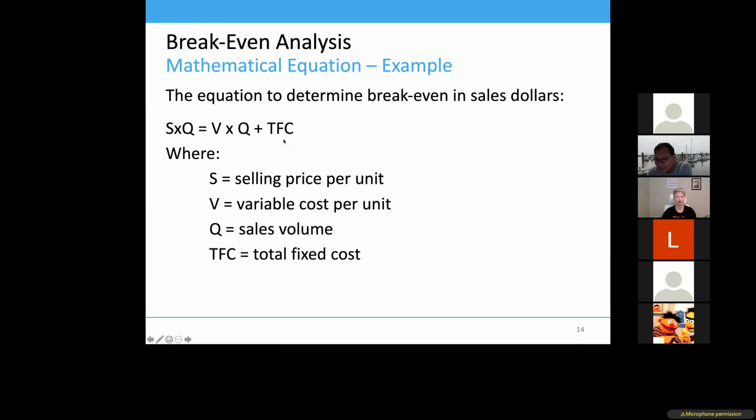This is the TFC, total fixed cost. So total variable cost plus total fixed cost, that's your total cost. On the left side of the equation, that's your total revenue. On the right side of the equation, that's your total cost. It has two components, the variable and the fixed. So that's this mathematical equation.